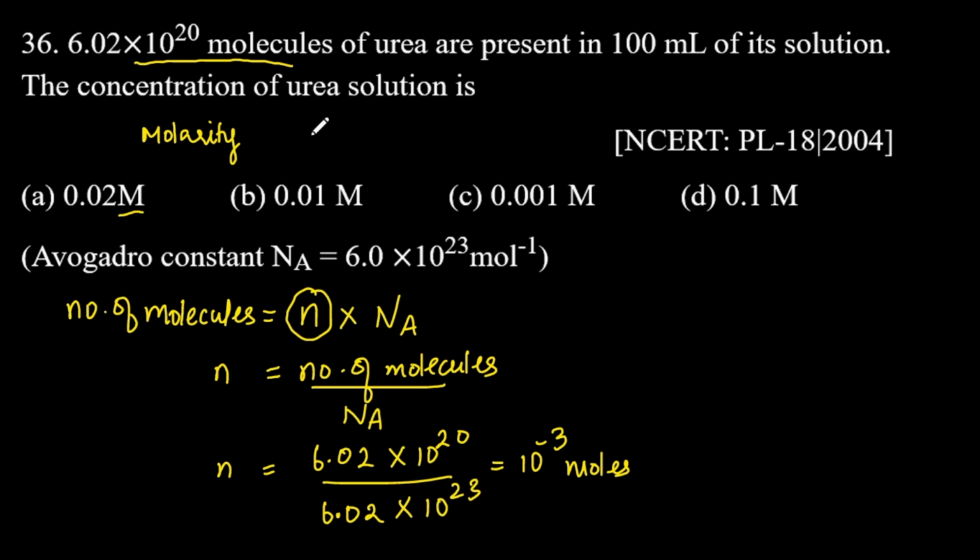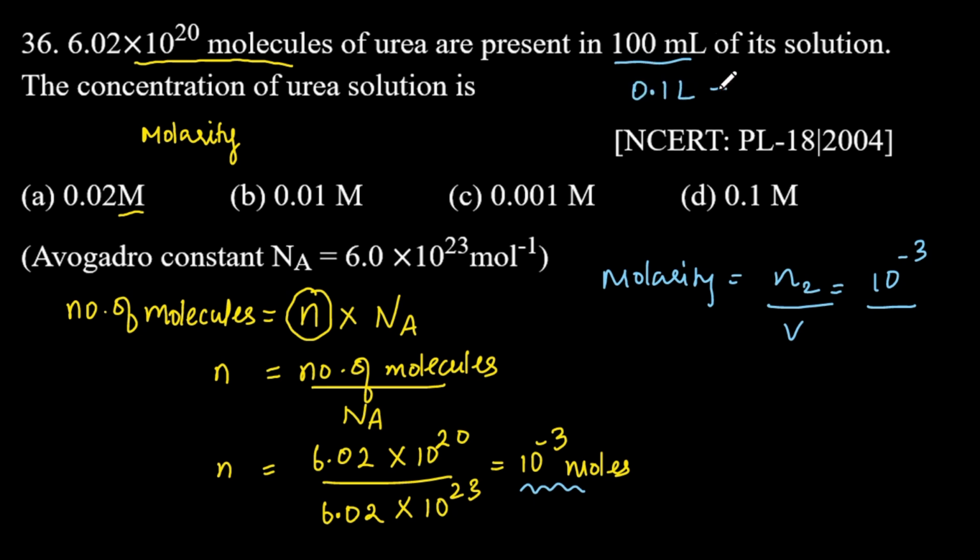We have to find the concentration of solution in molarity. Molarity is equal to number of moles of the solute divided by volume of the solution. Number of moles of the solute we have already found as 10^-3, and volume of solution is given in question as 100 ml. 100 ml is 0.1 liter, which we can write as 10^-1 liter. So 10^-3 divided by 10^-1 gives 10^-2 M, which we can write as 0.01 M. So the correct option is option B.